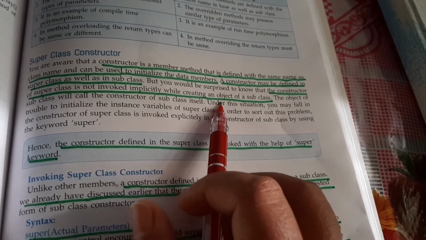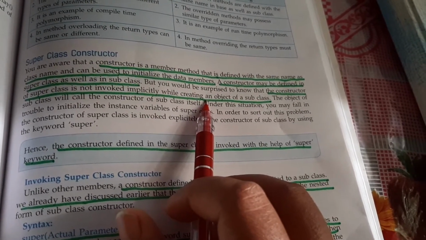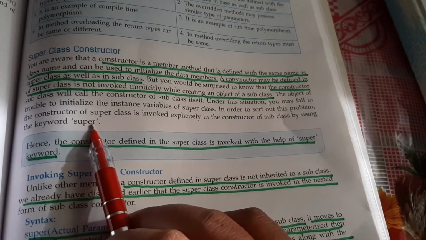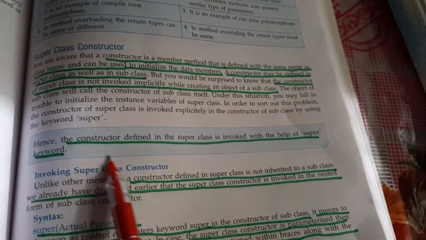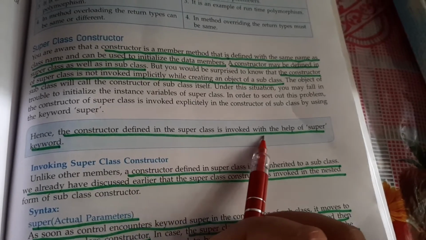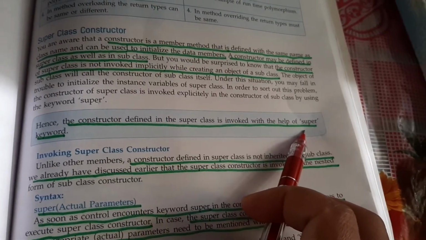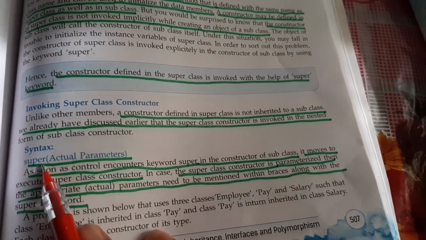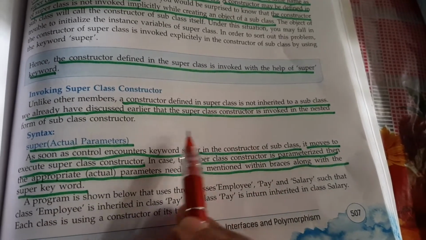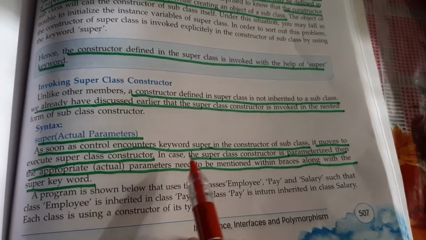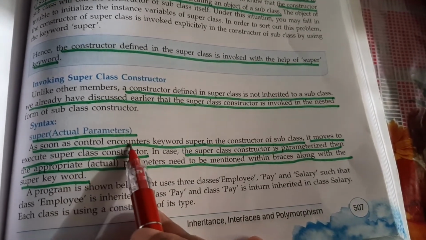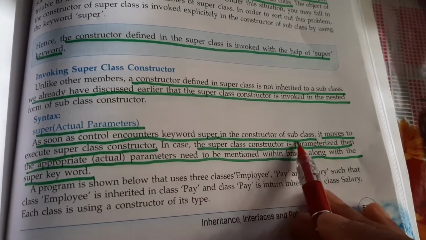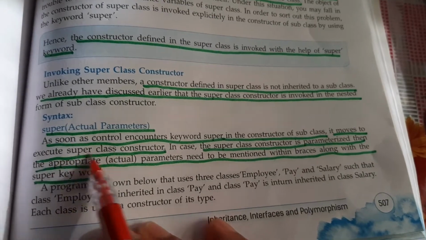In order to solve this situation, where we cannot freely move from the superclass constructor to the subclass, we use a keyword called super. That is why it is called the superclass constructor. The constructor defined in the superclass is invoked with the help of the super keyword. Now this is the syntax given here. First you write super and the actual parameters. As soon as the controller comes to the word super in the constructor of a subclass, it will execute the superclass constructor.